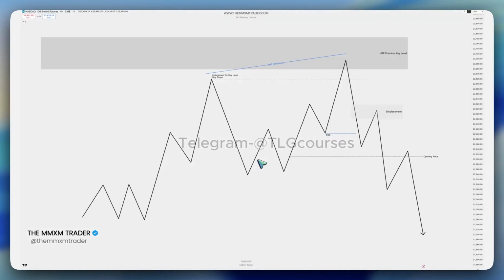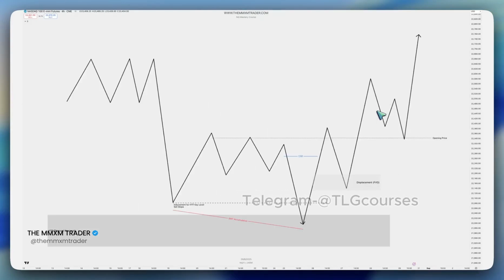Okay, so here's an example of what a complete institutionally sponsored move would look like. We're bearish, we have a high time frame premium key level, right? It's only a key level if it's in premium. We have stops just below the high time frame key level. We then have SMT. We then get displacement with the fair value gap, a change in the state of delivery, and this run above the high is above the opening price. Right here would be an institutionally sponsored move, right?